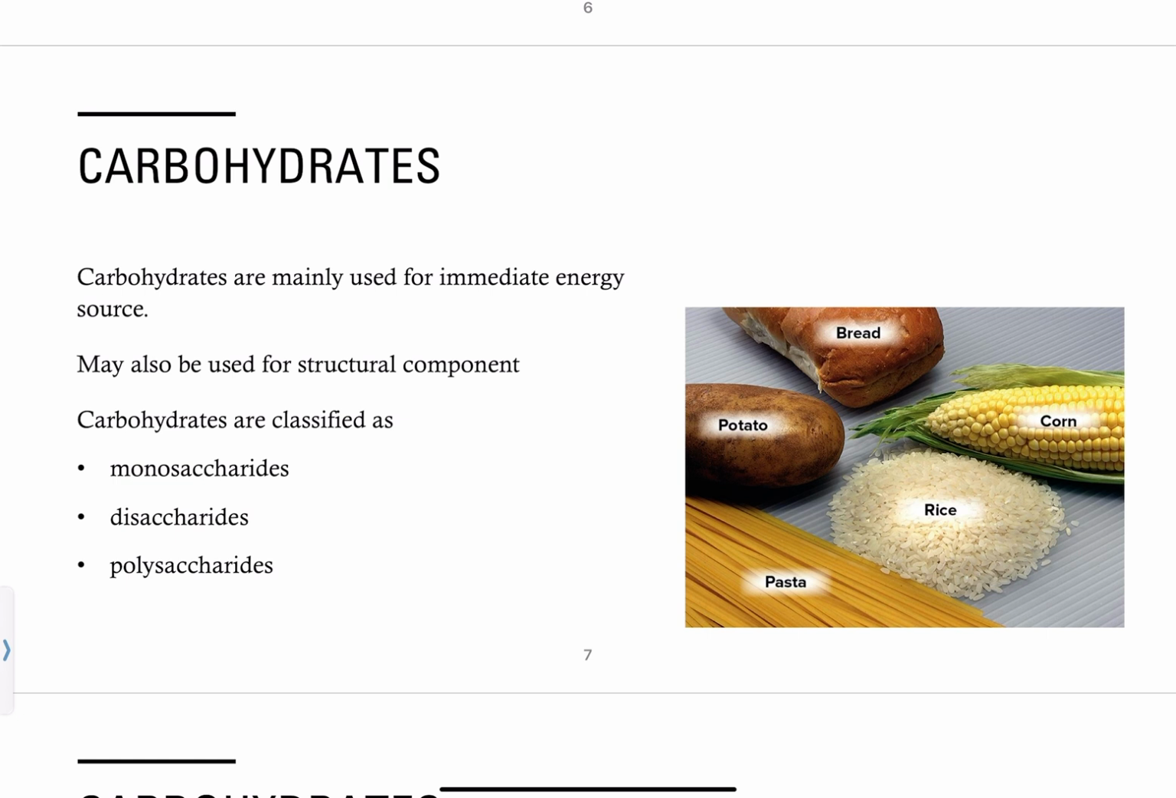So carbohydrates, again, these are organic molecules. They're made up of carbon, hydrogen, and oxygen, usually in a 1-to-1 ratio. So think of glucose. We have a 1-to-1 ratio. Again, this is carbon to hydrogen to oxygen. Glucose is C6H12O6. So we can see the 1-to-2-to-1 ratio there.